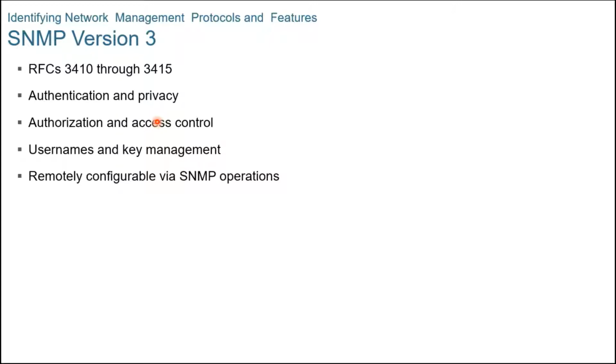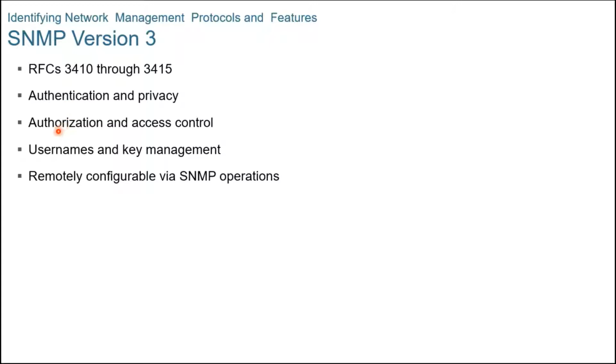SNMP version 3, which is described in RFC 3410 through 3415, adds methods to ensure the secure transmission of critical data to and from the managed devices. SNMP version 3 introduces the following three security levels. First, noAuthNoPriv, which means without authentication and without privacy or encryption.